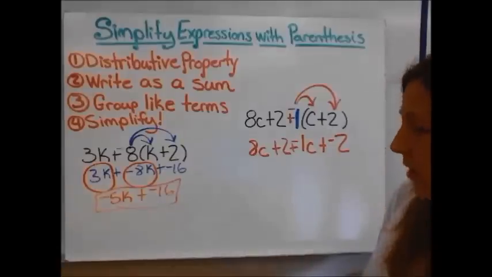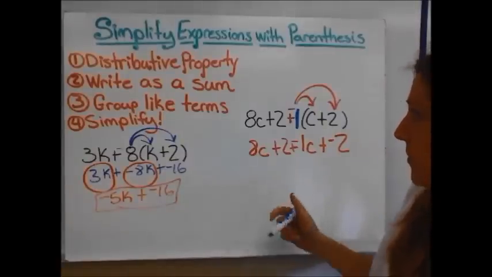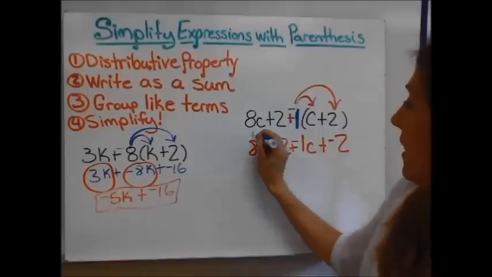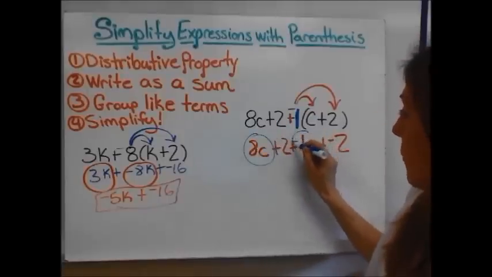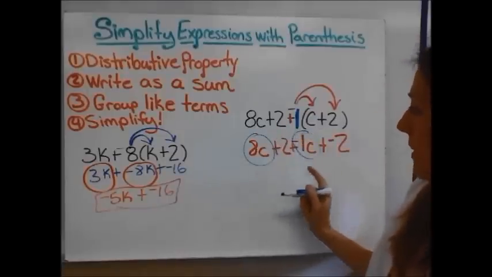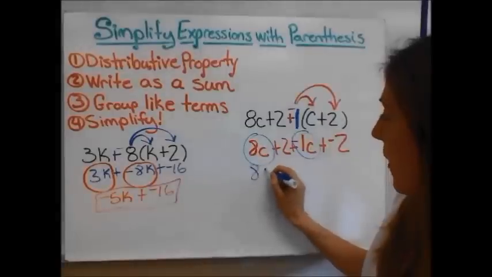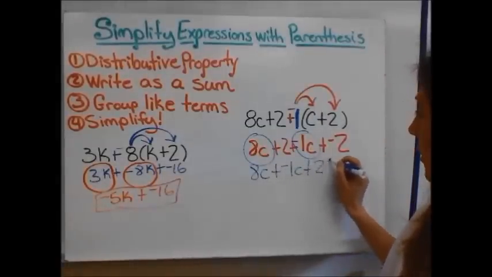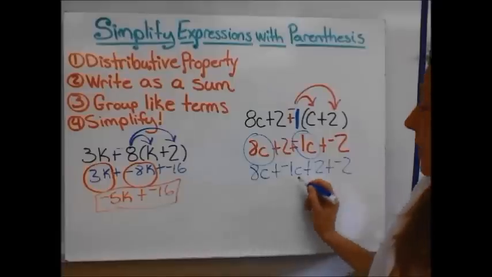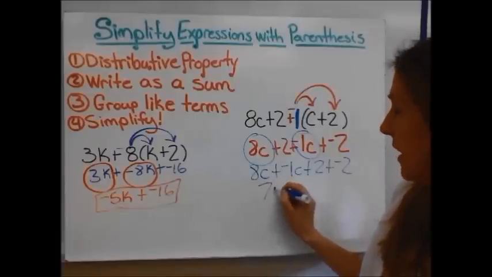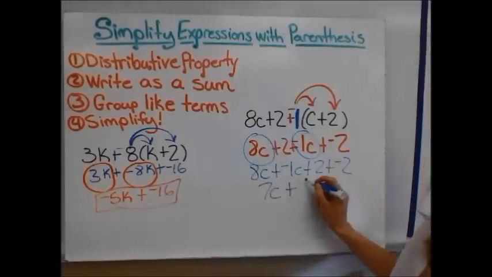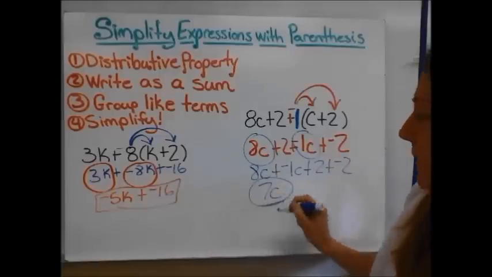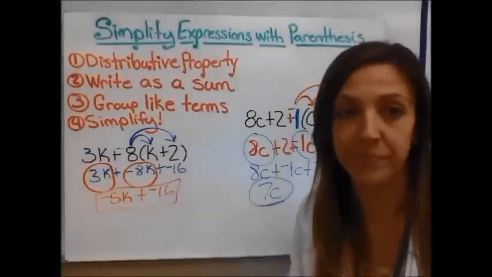So I'm going to put all of my like terms together. I've already written it as a sum when I stay switched. And I have 8c, negative 1c, and I'm going to group those two together. So 8c plus negative 1c plus 2 plus a negative 2. When I group this, I get 7c, and 2 and negative 2 is just 0. So I just have 7c as my simplified expression.